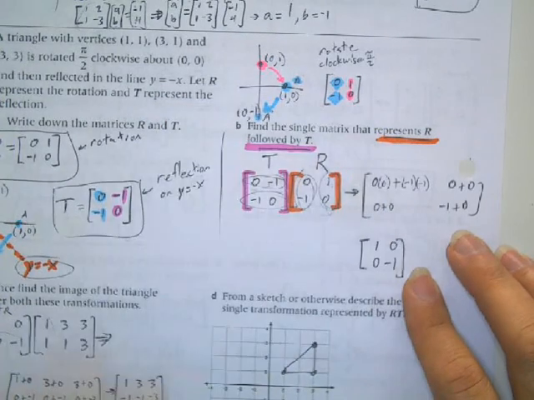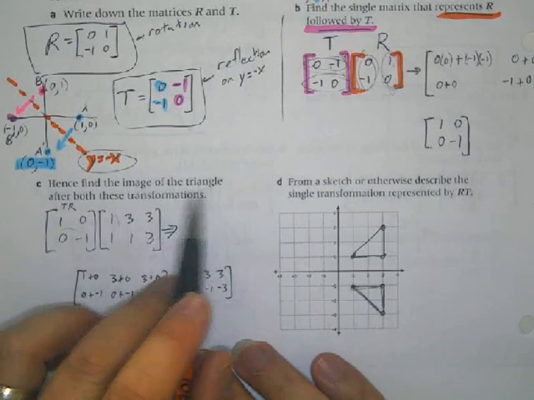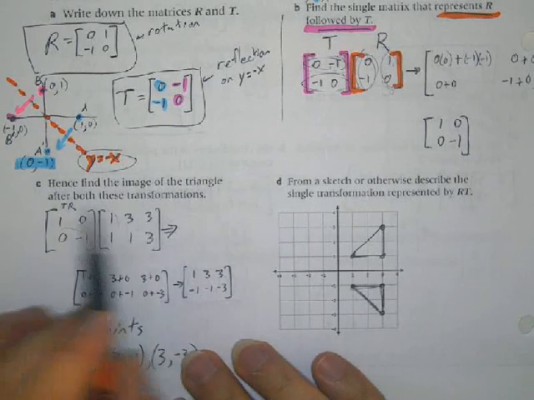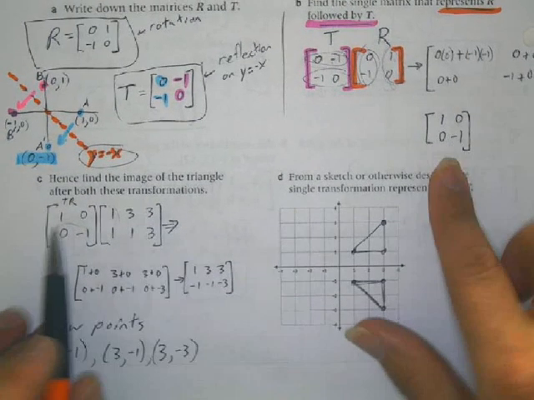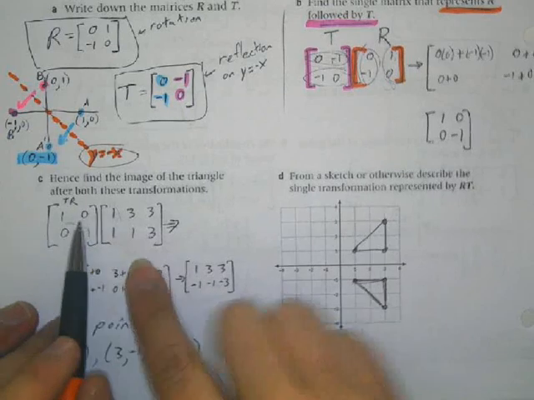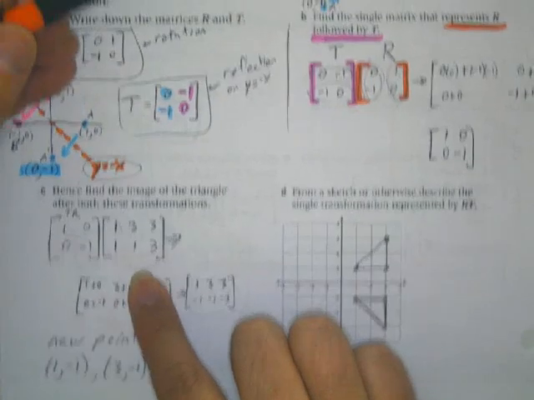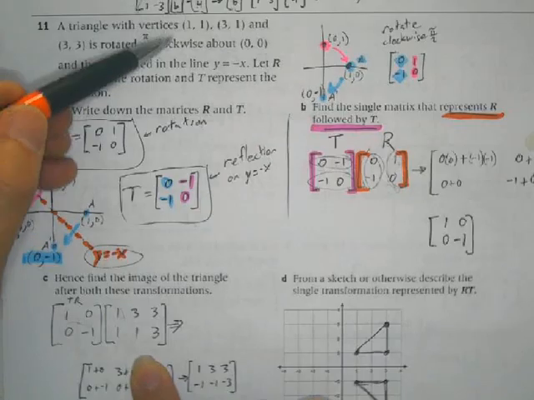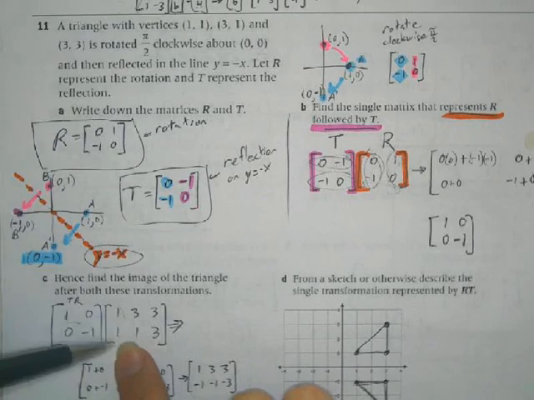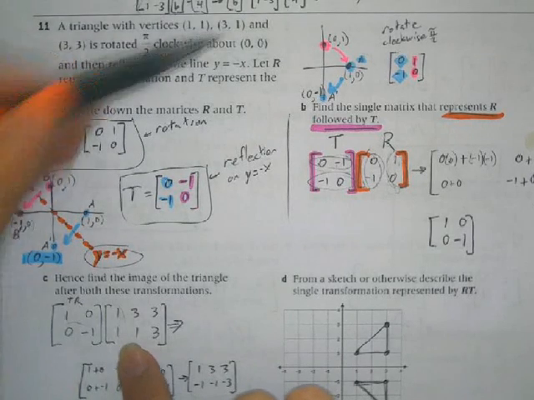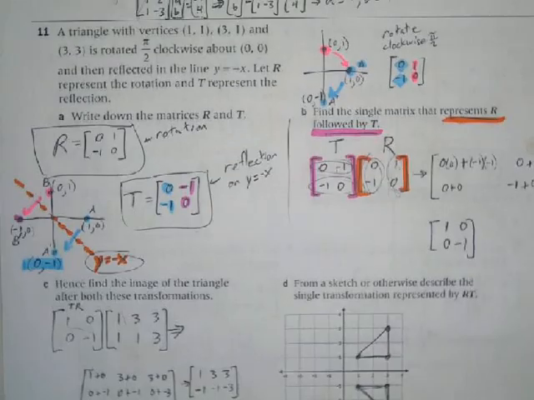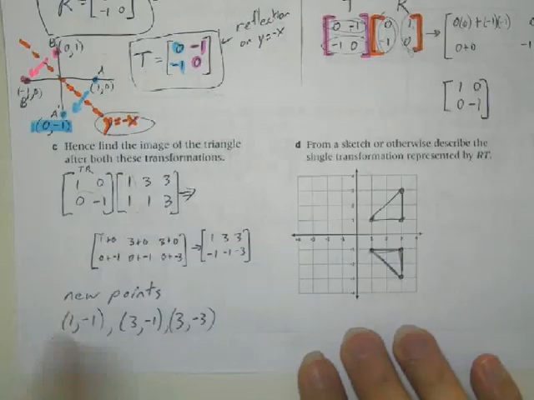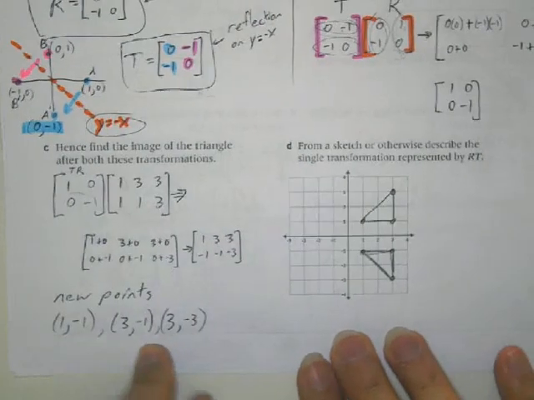Okay. So hence, find the image of the triangle after both of these transformations. So I'm going to use this transformation matrix, TR, and multiply it by these points here, which is 1, 1, which is why I've got 1, 1 here, 3, 1, so I got 3, 1 there, and 3, 3, which is we got a 3, 3 there. So I multiply those matrices together, and I get this. Okay, so I'm going to sketch. Let's talk about what happens.